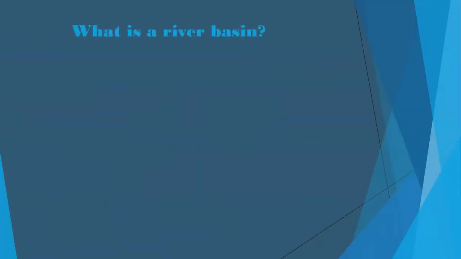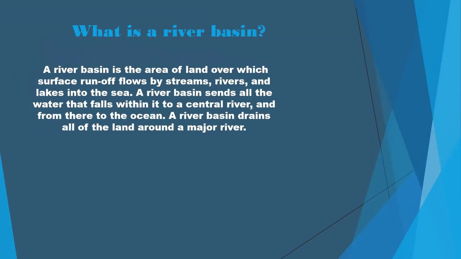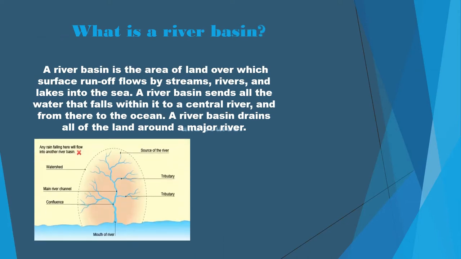What is a river basin? A river basin is the area of land over which surface runoff flows by streams, rivers, and lakes into the sea. A river basin sends all the water that falls within it to a central river, and from there to the ocean. A river basin drains all of the land around a major river.